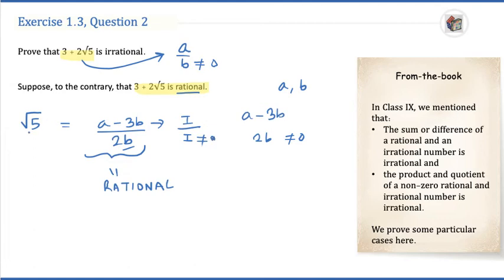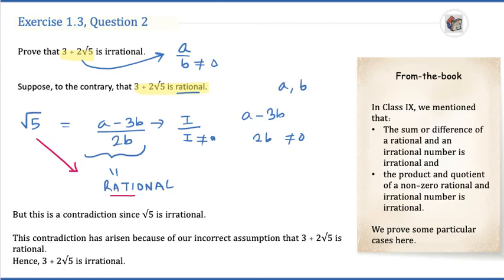But square root of 5 is equal to this expression. So if this expression is rational, then square root of 5 will also have to be rational. But this is not possible, right? We have already proved in question number 1 that square root of 5 is irrational. So you will say, but this is a contradiction. Just see how I've written this. As I said, this is a contradiction since square root of 5 is irrational.